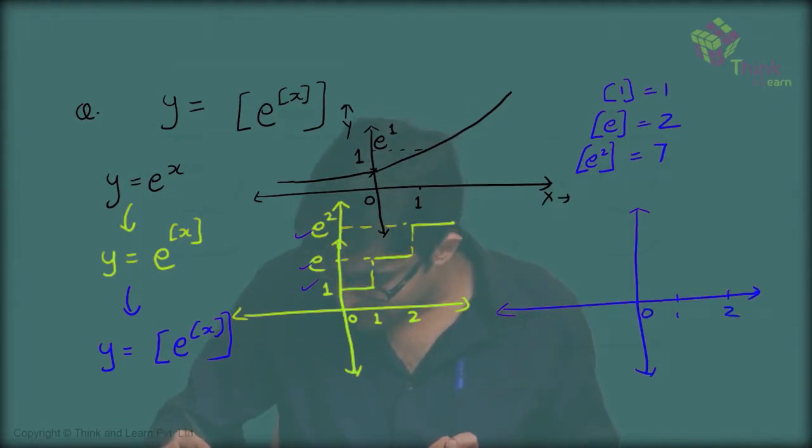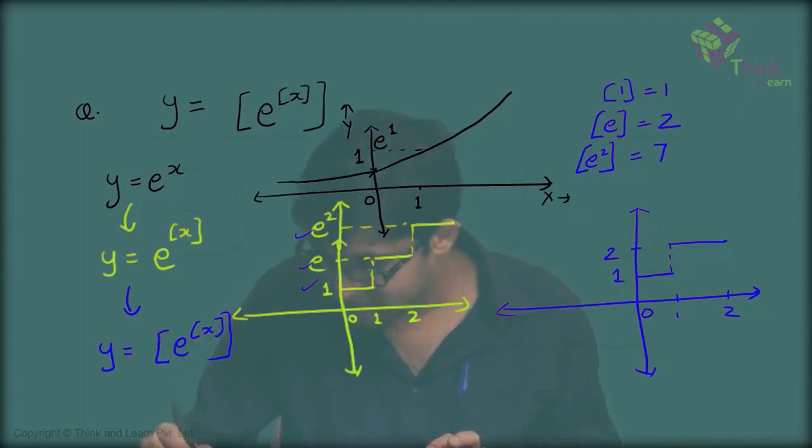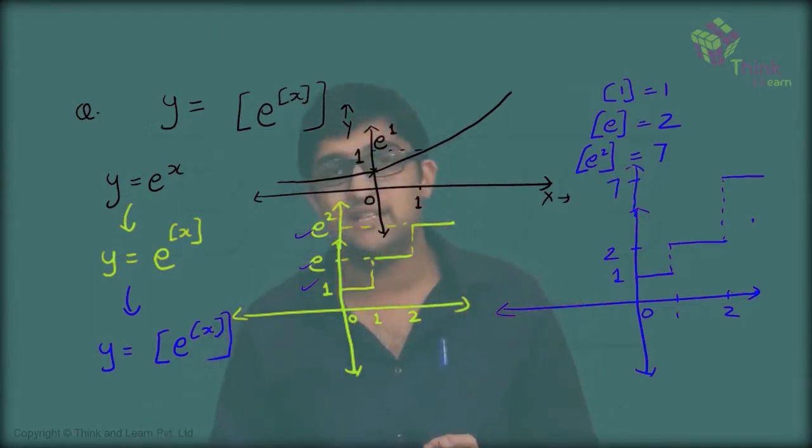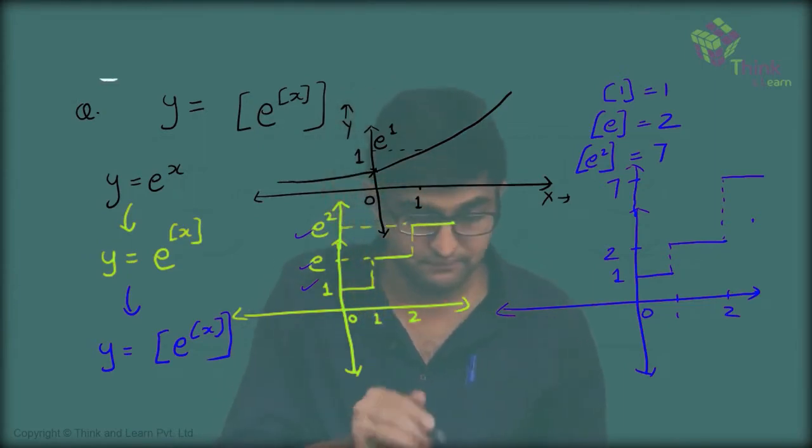Between 0 to 1, it will remain 1. Between 1 to 2, instead of e, it will now go to 2. Between 2 and 3, instead of e square, it will now go to 7. So this is how your curve will look like.